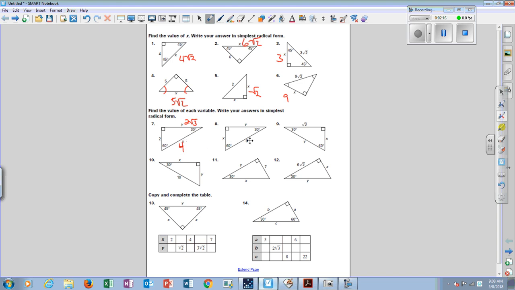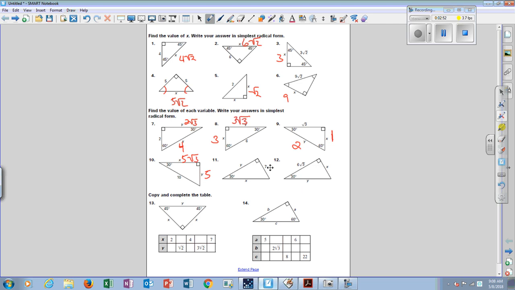Here we have 6. Divide that by 2. You get 3 for the short leg. Long leg is 3 times the square root of 3. Here you have square root of 3 for the long leg, which means the short leg is just 1. 1 times 2 is 2. Here this is 10. Divide by 2 to get the short leg, which is 5. 5 times the square root of 3 is the long leg.